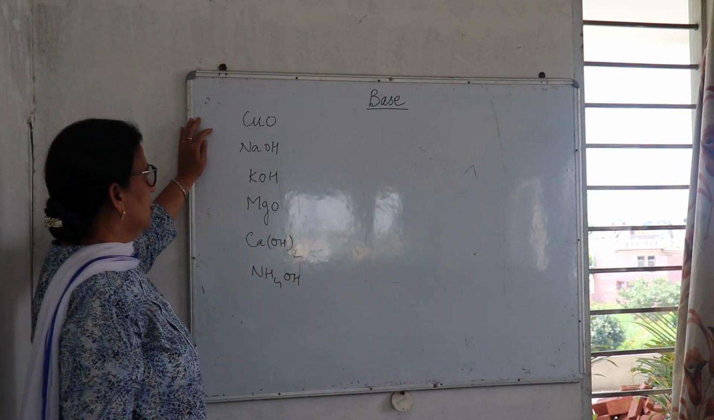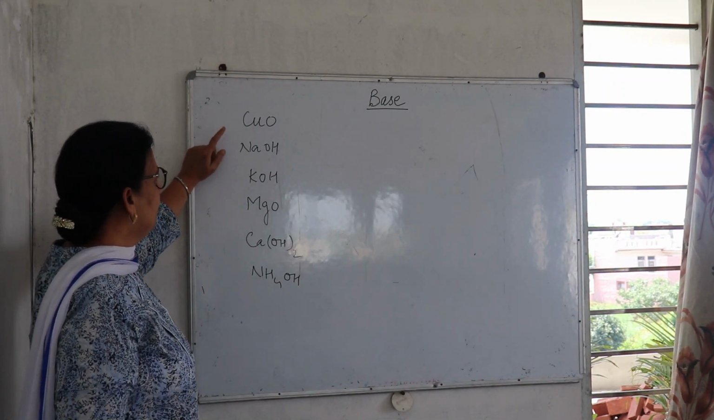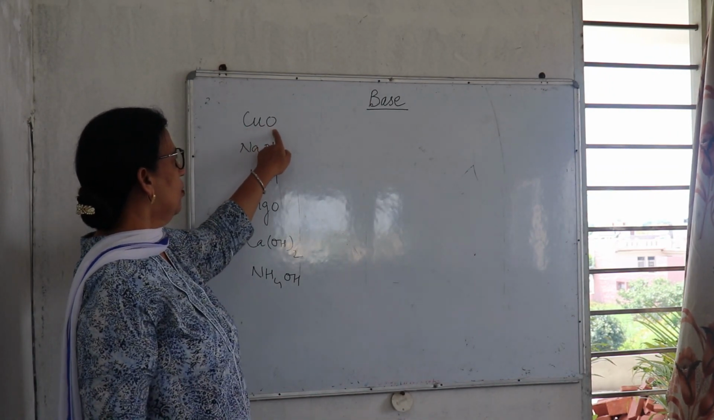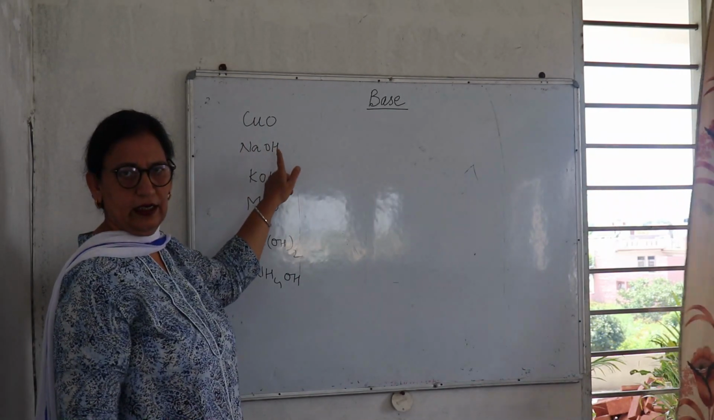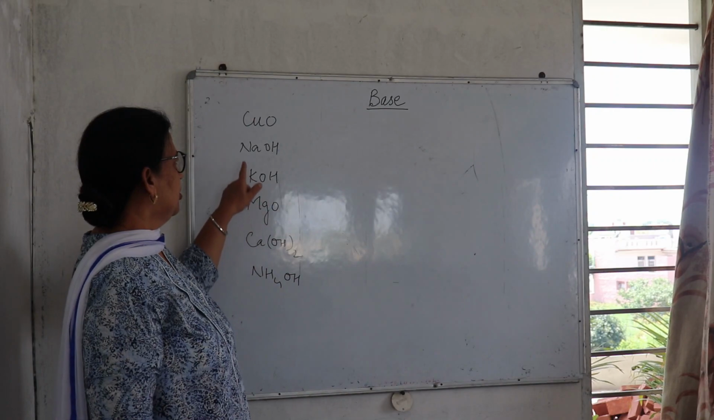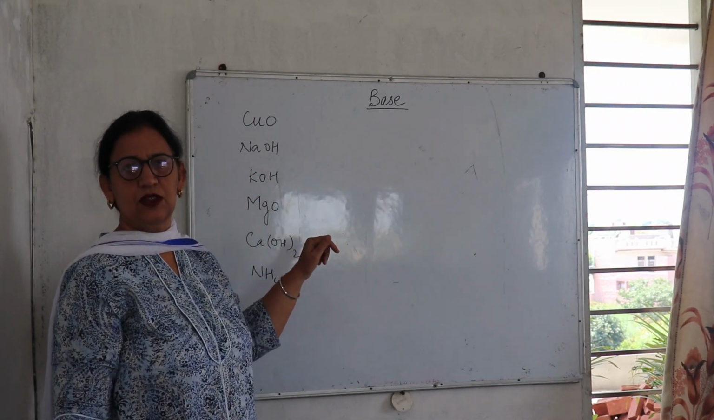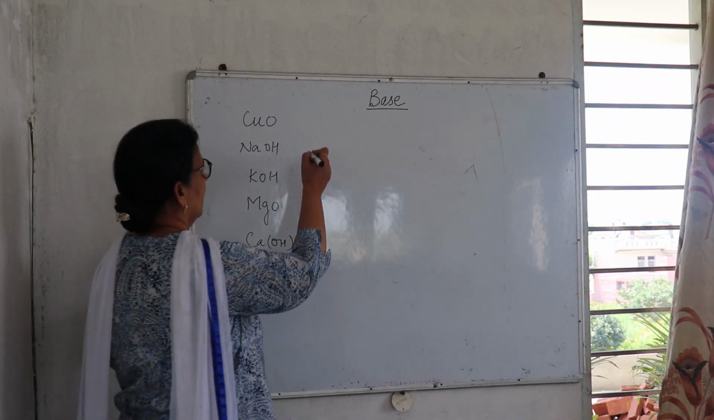So what is a base? These are all bases. What is a base? A base is a metallic oxide or metallic hydroxide or ammonium hydroxide which reacts with the hydronium ion of an acid to form salt and water.